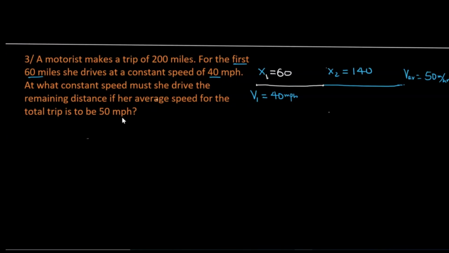Now, at what constant speed must she drive the remaining distance? Which is the remaining distance? The blue one. The remaining distance is this 140. She cannot continue at 50 because she needs to have 50 miles an hour on average. So in order to have this average, she has to speed up a little bit. It makes sense that she speeds up from 40 to some unknown speed, so that she can have at least 50 average.